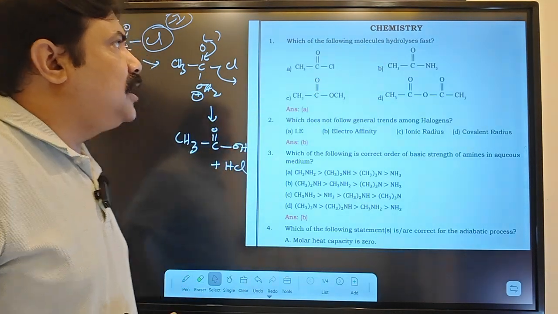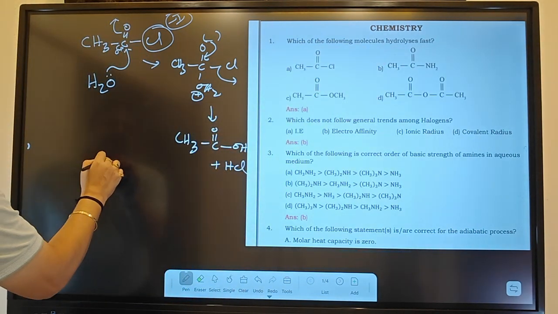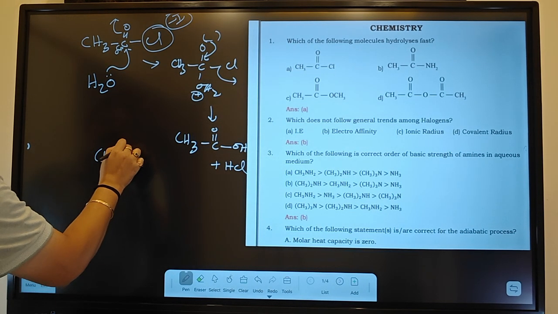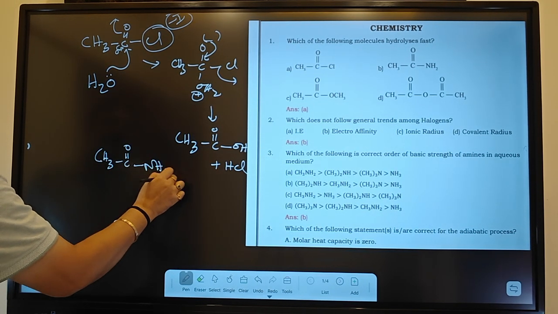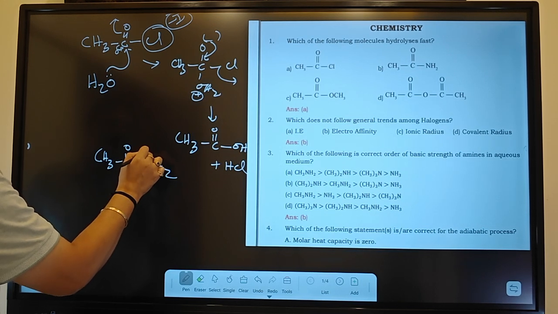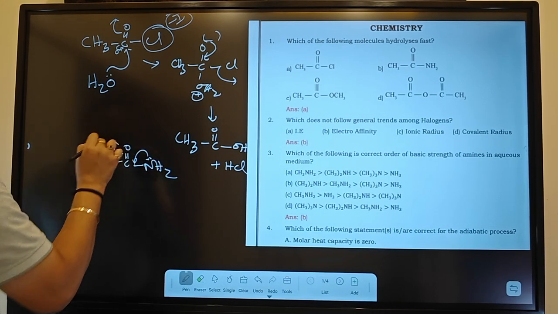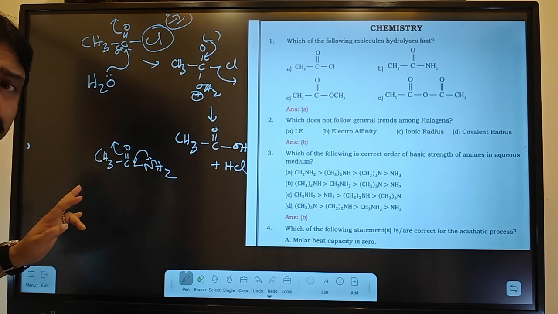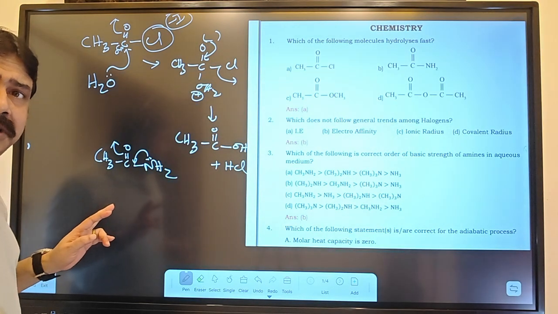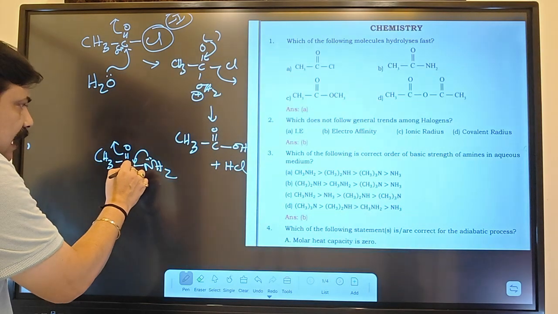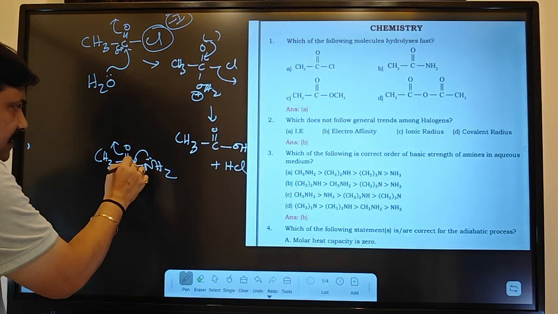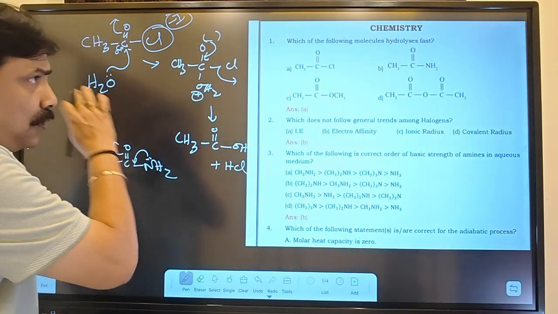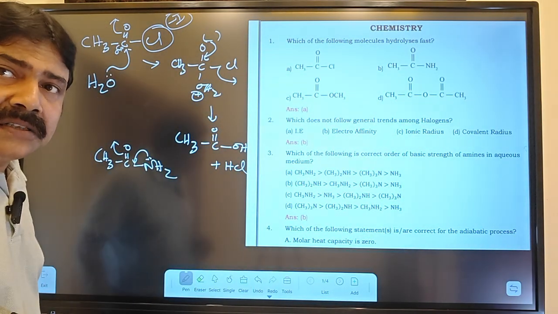In this acid amide, the electrophilic character of the carbonyl carbon is very less. Why? Because here the situation is like this, CH3CONH2. The lone pair of nitrogen is in conjugation with the C=O. So it is giving a plus R effect to the carbonyl carbon. That is why you can see very clearly that the positive charge on this carbonyl carbon is less, but negative charge is increasing. That is why nucleophilic attack is getting hindered.